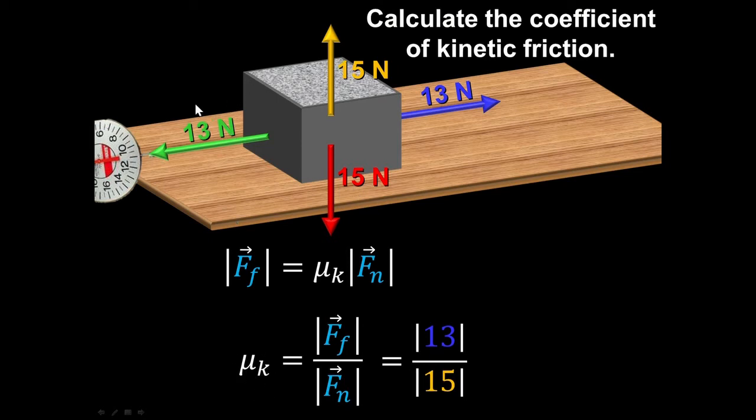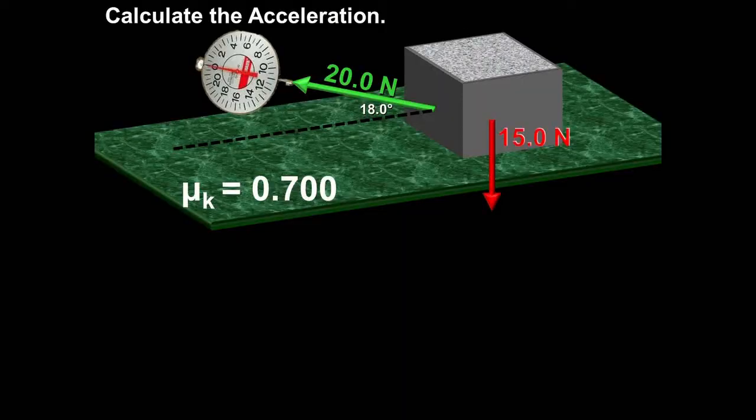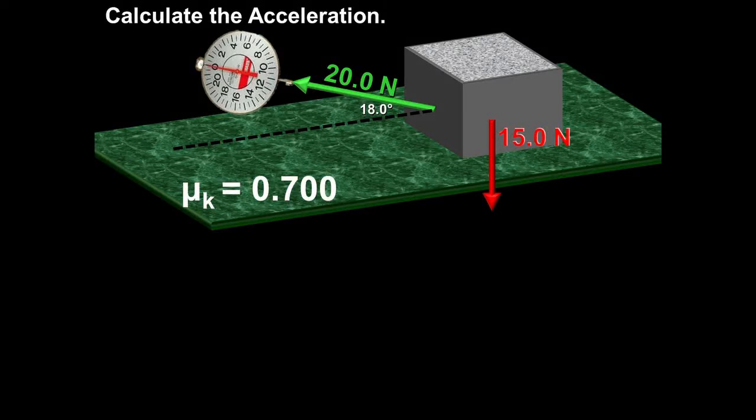To calculate this, it's not how hard we pull divided by how much it weighs, it's how much friction there is divided by the normal force. And in this case, those two numbers were the same, but it looks like the coefficient of kinetic friction is 0.87. Okay, this is a little bit more complicated example, but I am giving the coefficient of kinetic friction, how much friction there is going to be when it's sliding. So we are assuming that we've pulled hard enough to break free of static friction, and now it is sliding.